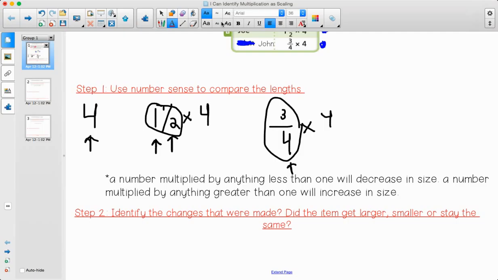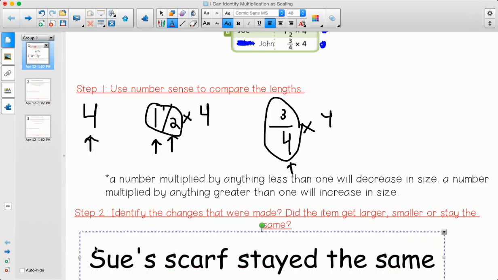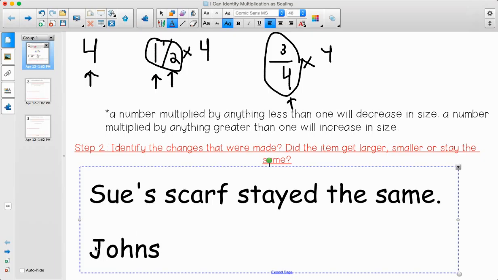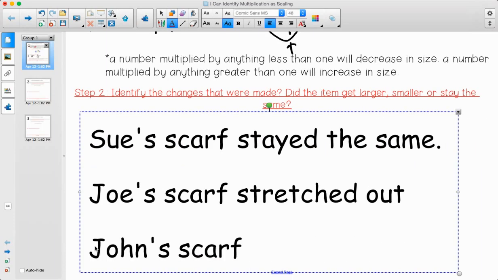So I would just say in your text that Sue's scarf stayed the same. Joe's scarf stretched out. And John's scarf shrunk.